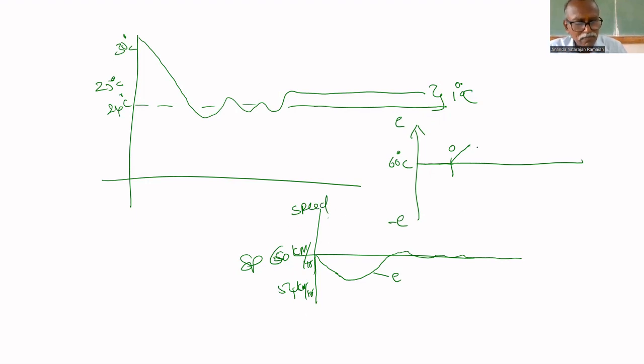In the error plot, it increases. I take the necessary action, that's why it comes down to 0. The error comes down to 0, but with a little bit of oscillation, after that it is settled.